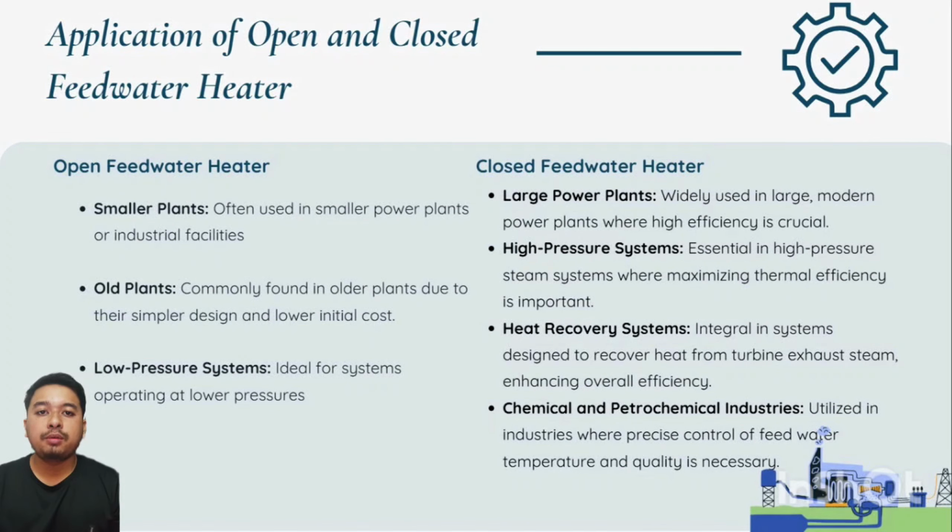Now, I will explain where each type of feed water heater is applied. Let's start with open feed water heaters. First, smaller plants. Open feed water heaters are often used in smaller power plants or industrial facilities. Their simpler design and lower costs make them an attractive option where the investment in a more complex system is not justified. Second, old plants. You will frequently find open feed water heaters in older plants.